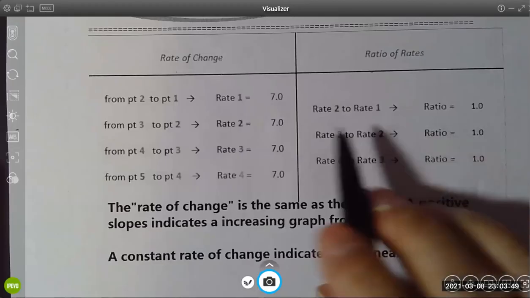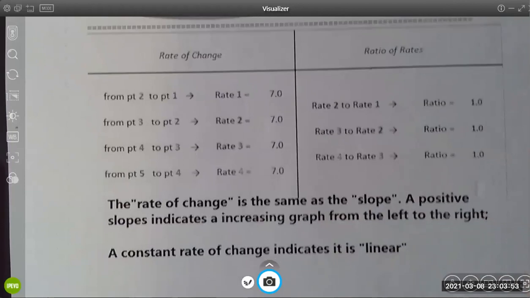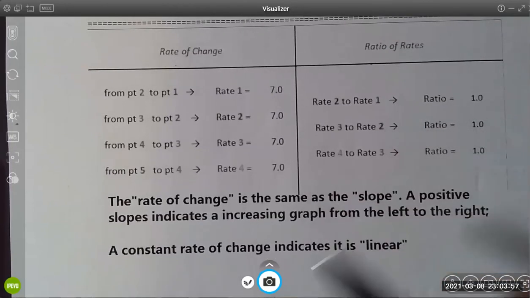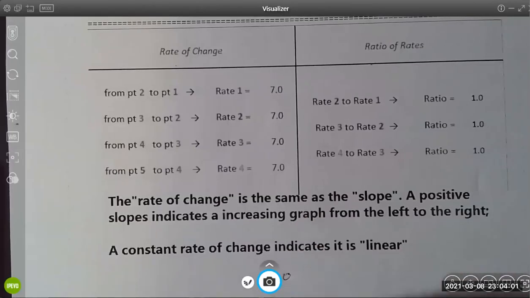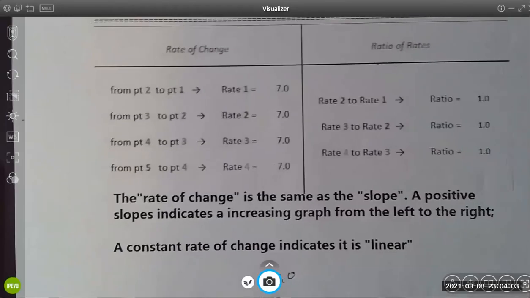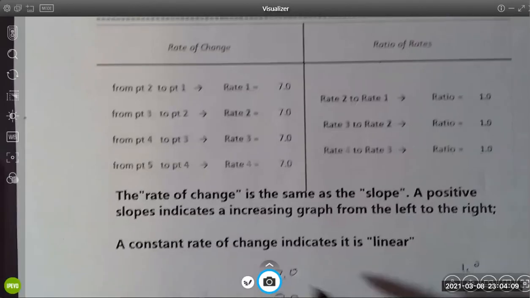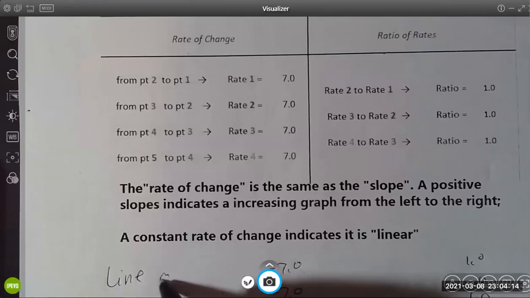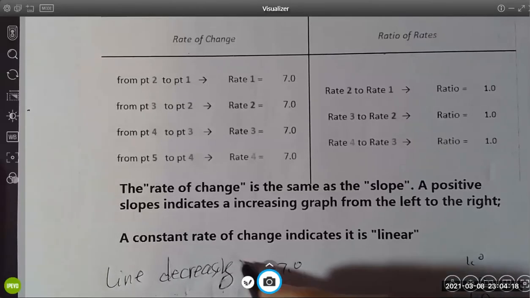And that's the case of a straight line going up. But if you have this rate negative, for example, negative 7.0, negative 7.0, negative 7.0, and this is still 1.0, 1.0, never changing, this is a line going down. Line decreasing. That's the case.